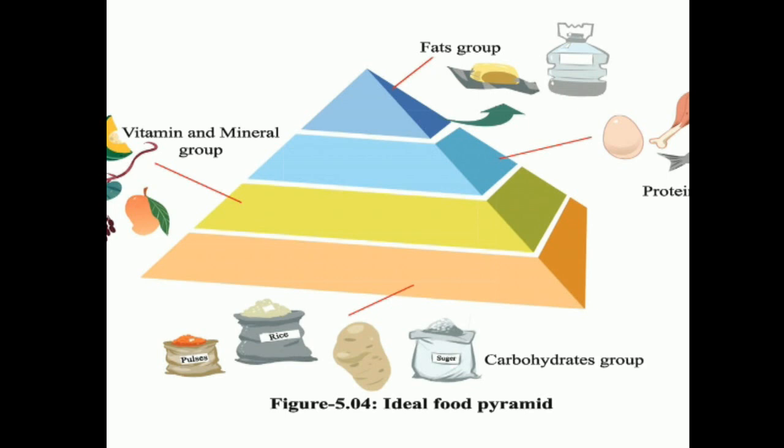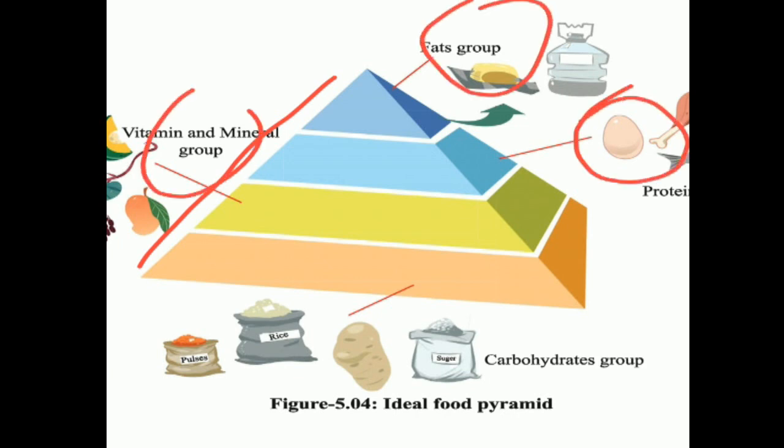If we arrange these substances in successive tiers, it looks like a pyramid. This is called the ideal food pyramid. So this is a food pyramid. Here you will get different kinds of food components. The diagram shows carbohydrate at the base and fat and oils at the apex. The necessary food that we eat daily is shown in the form of a pyramid.